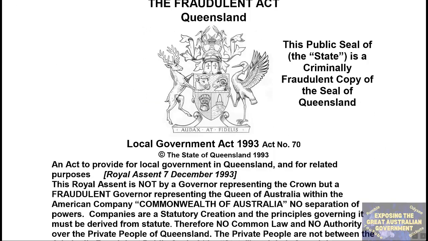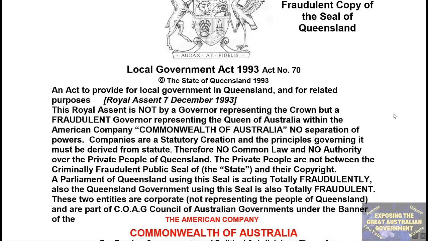The Fraudulent Act. Again, the same seal, Royal Crown. Local Government Act 1993, Act number 70. Copyrighted, the State of Queensland, 1993. An act to provide for local government in Queensland and for related purposes. Royal assent, 7th of December, 1993. This royal assent is not by a governor representing the Crown, but a fraudulent governor representing the Queen of Australia within the American company Commonwealth of Australia, in all caps.